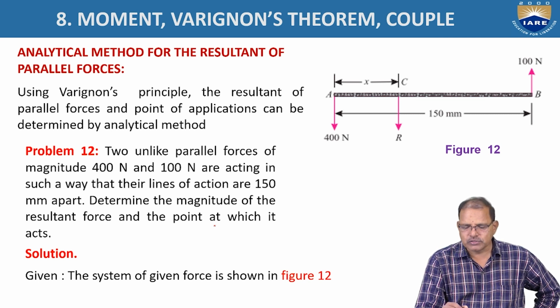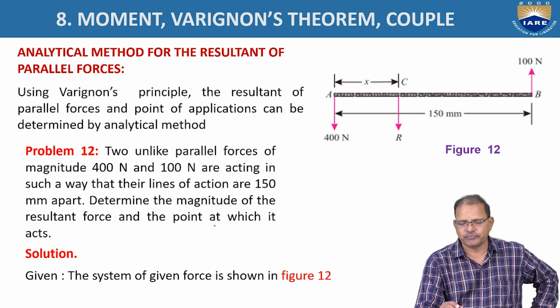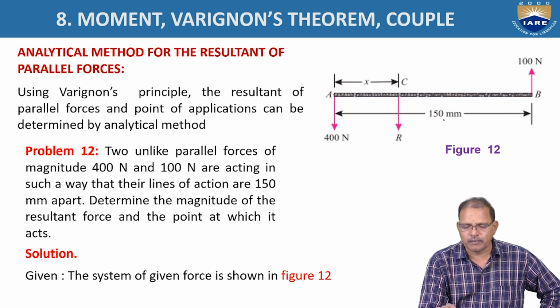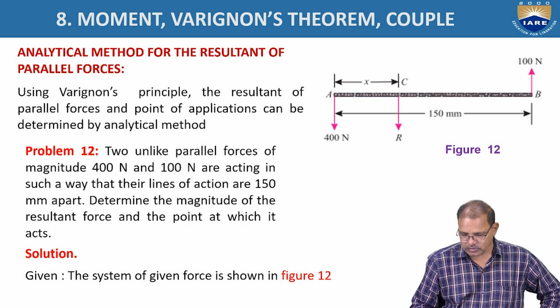Two unlike parallel forces of magnitude 400 newtons and 100 newtons are acting in such a way that their lines of action are 150 mm apart. Determine the magnitude of the resultant force and the point at which the force is acting. Here AB is given, two parallel forces are acting at a distance of 150 mm apart. 400 newtons is acting in the downward direction, 100 newtons is acting in the upward direction.